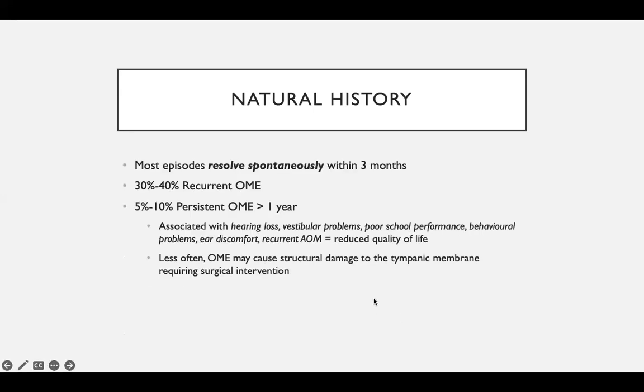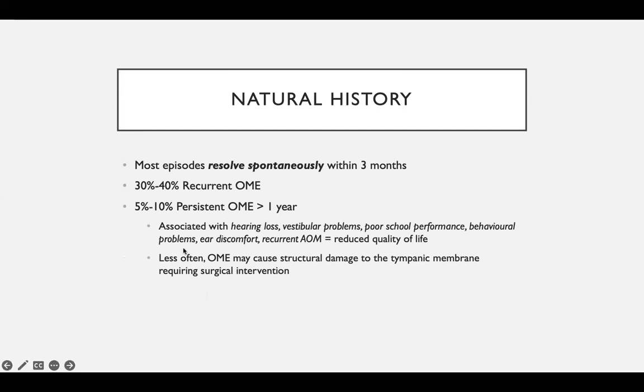So the natural history is quite favorable in general. Most episodes will resolve spontaneously within 3 months. However, 30 to 40%, so close to half of all patients, will have recurrent OME, and a further 5 to 10% will in fact have persistent OME for more than 1 year.